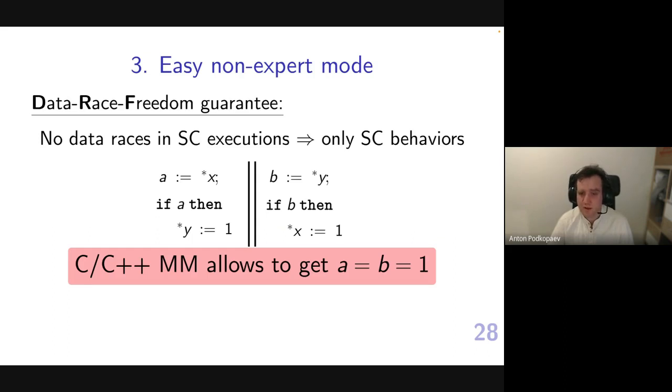So essentially, in basic terms, it means that the C++ memory model does not comply with the data race freedom guarantee. And this is a weak spot of the C++ memory model, which we will discuss in more detail in this talk. It's called the out-of-thin-air problem, or OOTA.